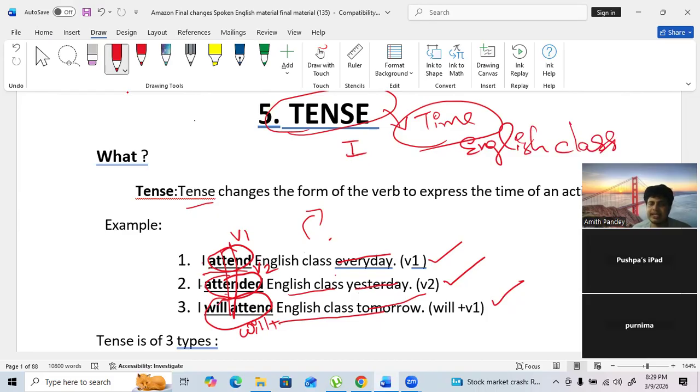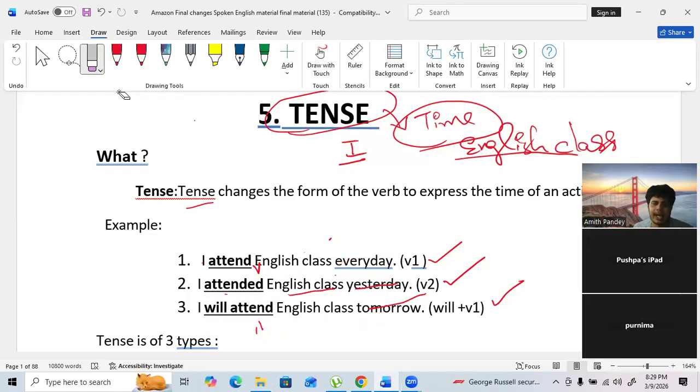I attend English class means, in Telugu and Hindi, I attend English class every day. I attended means I attended yesterday. I will attend English class means I will do it tomorrow. If I remove all the verbs, I can't even figure out whether it is present, past or future. Why? Because with only subject and object we can't figure it out. So tense is actually not only time.